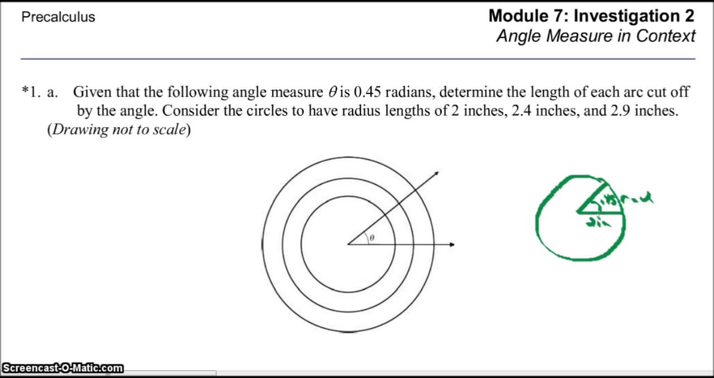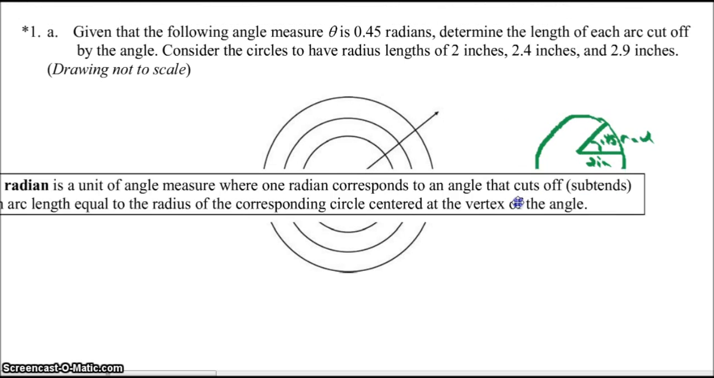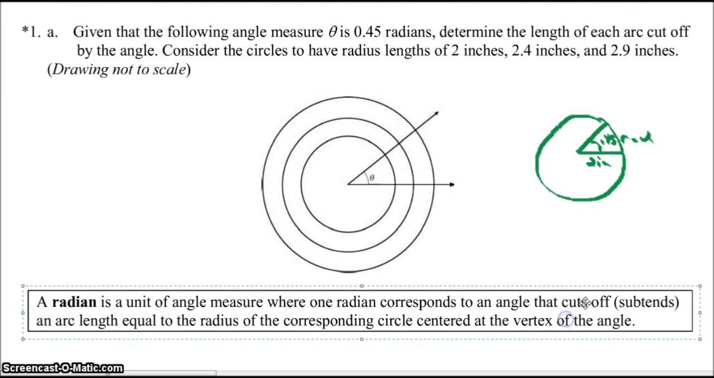We really need to go back to what a radian means to solve this question. What is a radian? Recall from Investigation 1, a radian is a unit of angle measure where 1 radian corresponds to an angle that cuts off, or subtends, an arc length equal to the radius of the corresponding circle centered at the vertex of that angle.